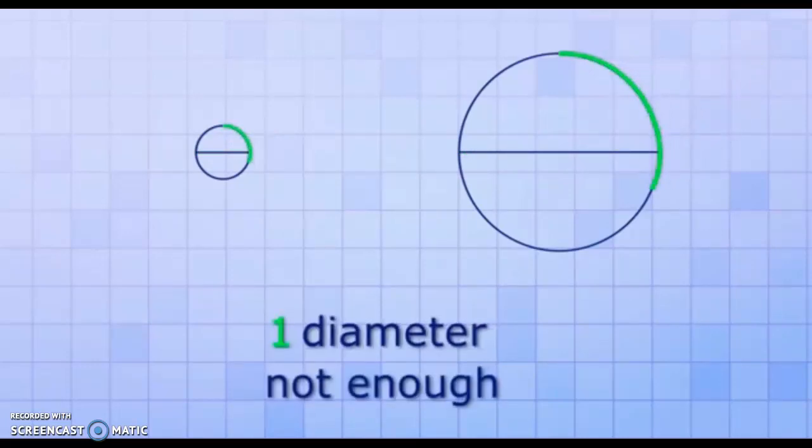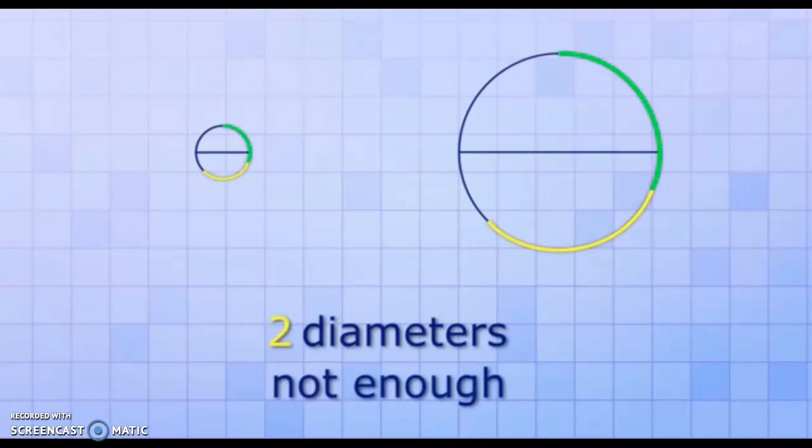Well, to figure that out, have a look at these two circles, one big and one small. We're going to imagine that our circles' diameters are flexible like a piece of string, and that we can wrap them around the outside edges, circumferences, of the circles. So for each circle, if we start at the top and wrap the diameter around the circumference, we see that one diameter is not enough to go all the way around. So let's get another diameter and keep going where the first diameter stopped. Two diameters still isn't enough to go all the way around. It looks like we're going to need to get a third diameter and keep going.